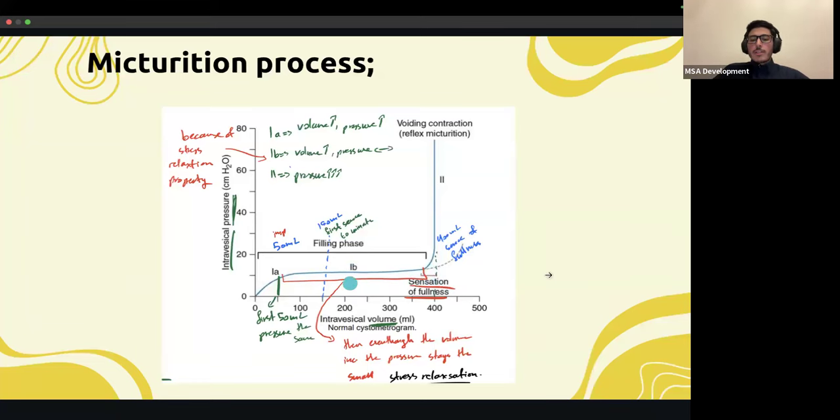Usually one of the options you're going to say is because of the law of Laplace, because the increasing fluid pushes the walls of the bladder, so the pressure is kept the same. So you're going to have similar choices.